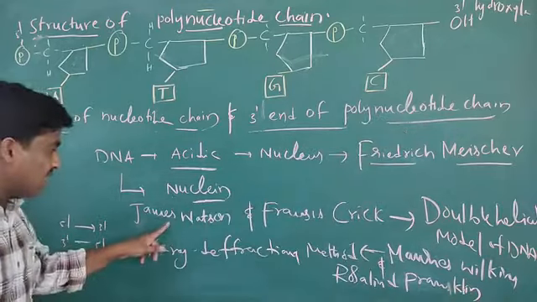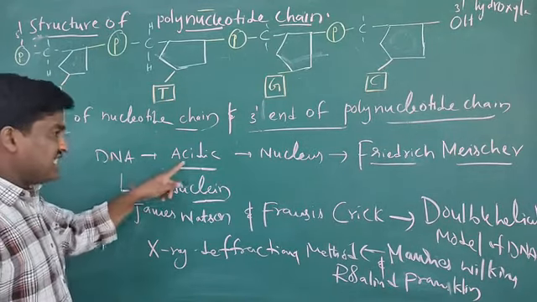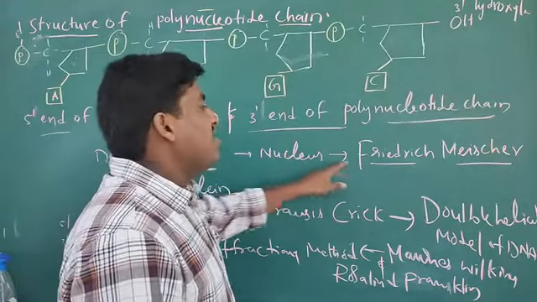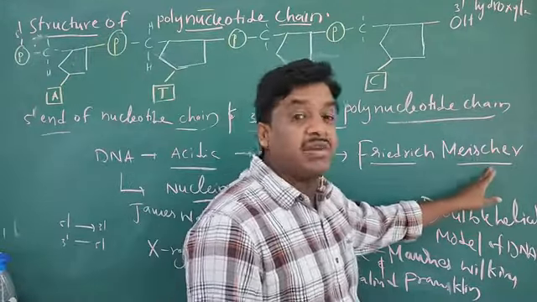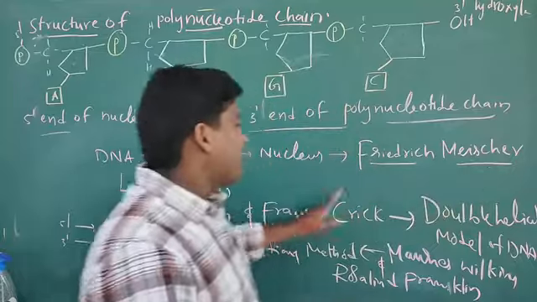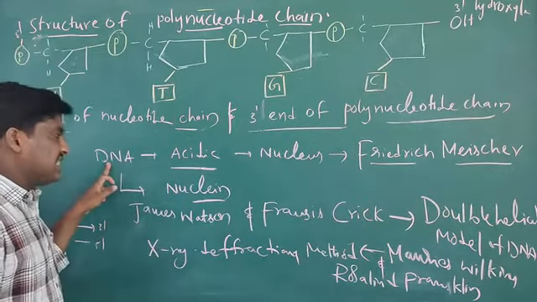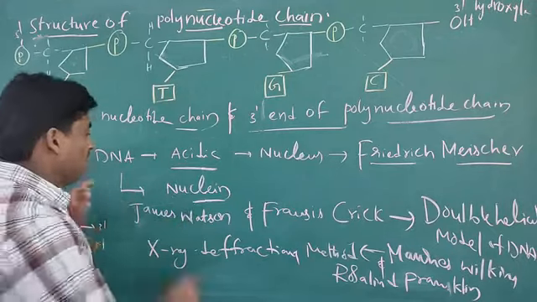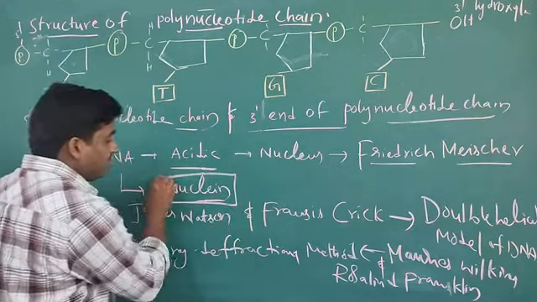Okay, so after that, the DNA is an acidic substance that is present in the nucleus. The first scientist who identified it was Friedrich Miescher. Friedrich Miescher named this acidic substance-like structure nuclein. What is this one? Nuclein.